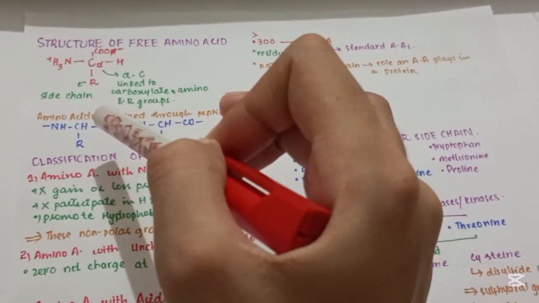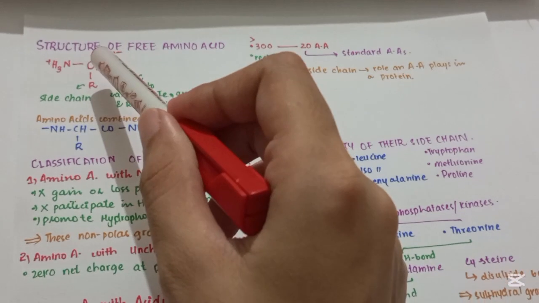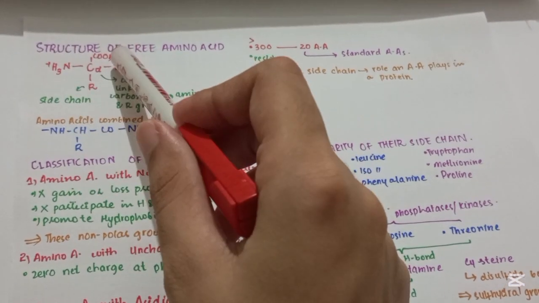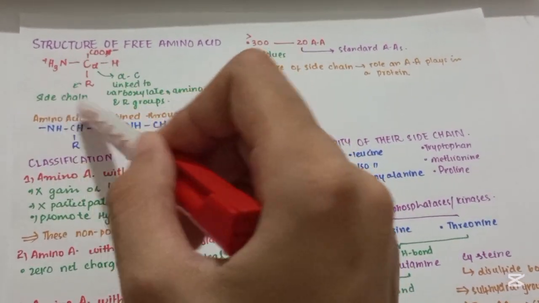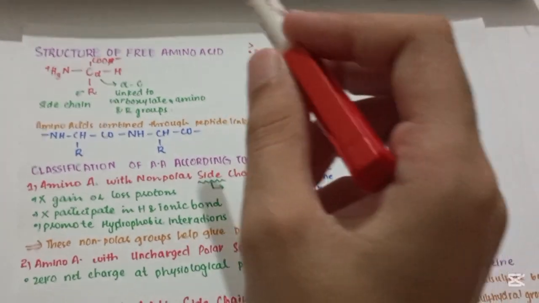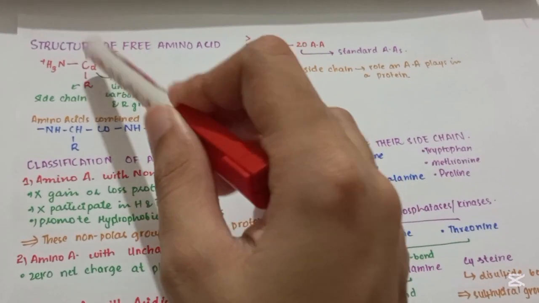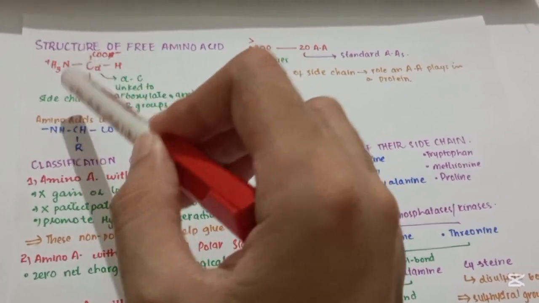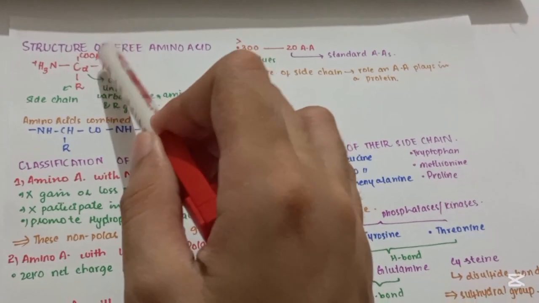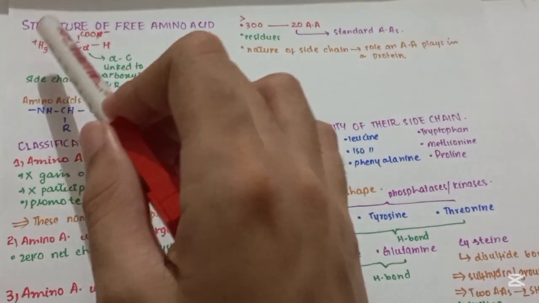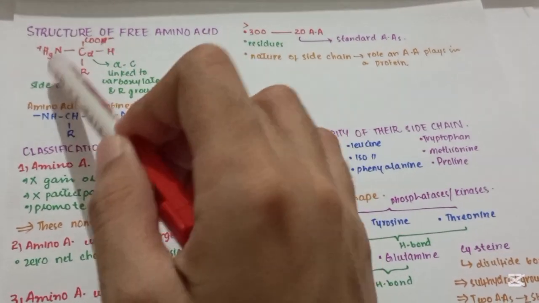Here we have a structure of a free amino acid. This is the alpha carbon that is attached to an amino group, a carboxyl group, as well as a side chain that determines the amino acid. At the physiological pH, this carboxyl group donates its proton, resulting in the formation of the carboxylate ion and this protonated amino group.